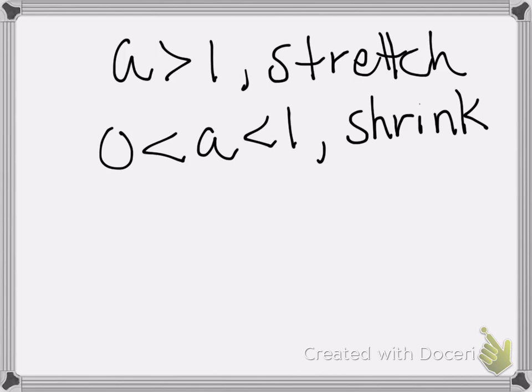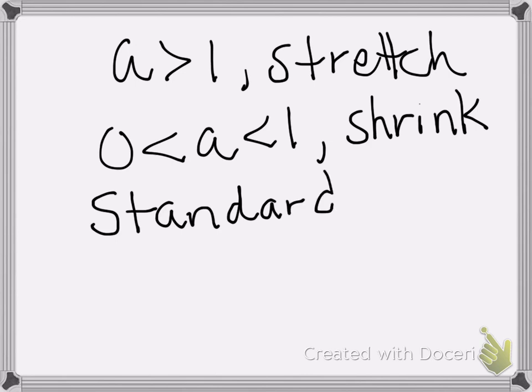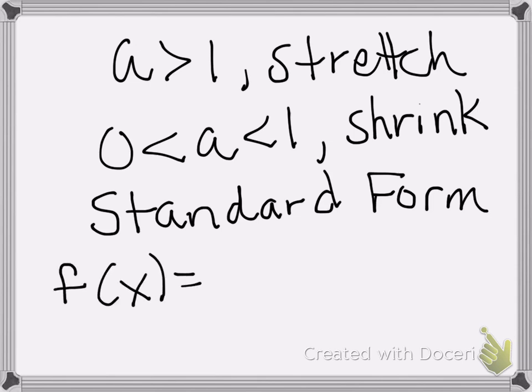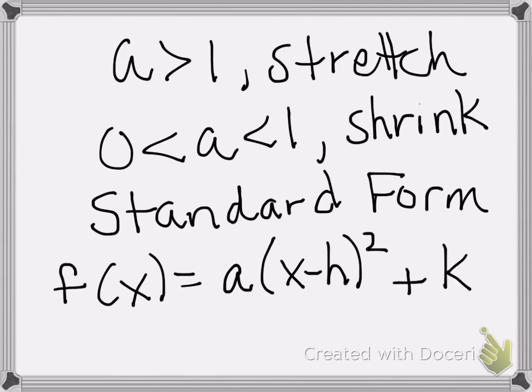Now, here's what I need you to know. We're going to refer to this as standard form, okay? Standard form of a parabola. It's going to be f of x equals a times x minus h squared plus k. Okay. Your axis of symmetry is x equals h. That's just the x-coordinate of your vertex, okay? Because your vertex is going to be at (h, k).